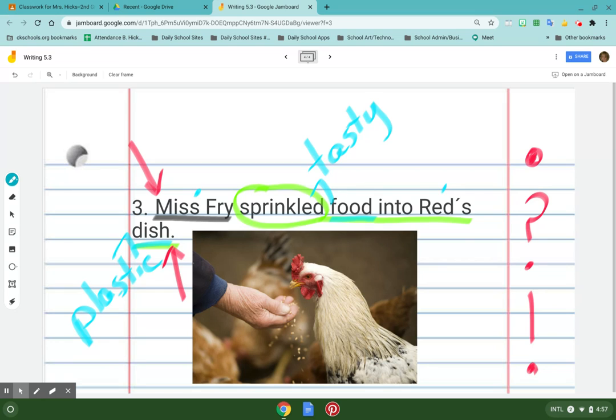And see, if I had marked this sentence all up, then I would have had to rewrite that sentence with all those words put back in it.